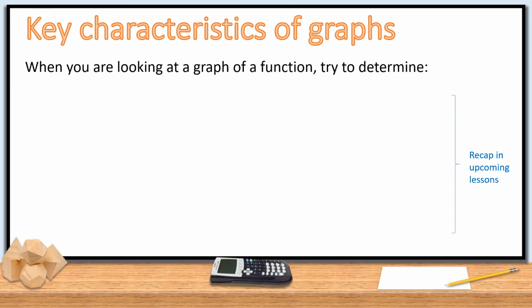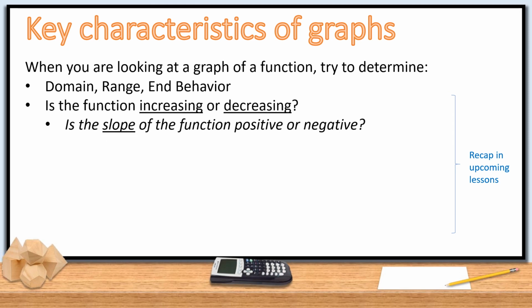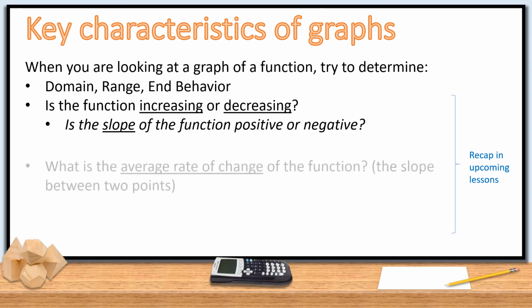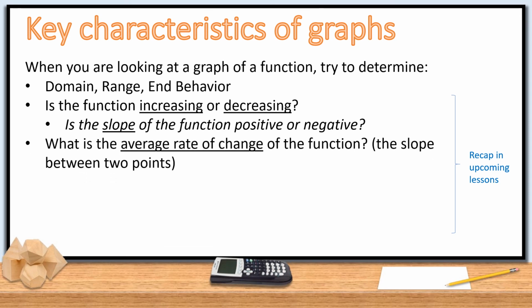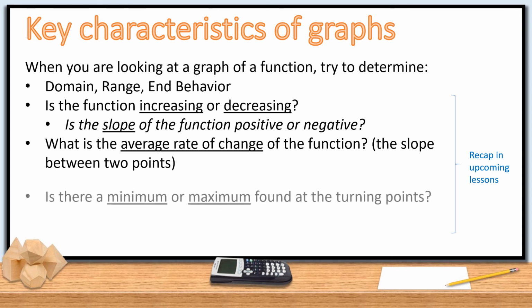All right, so just a couple things that you should know. Domain, range, and behavior, we looked at those today. Other things about functions: is it increasing or decreasing, and is the slope of the function positive or negative? We're going to look at that tomorrow, or the next class, I should say. Average rate of change, so between 2 points, what's the average rate of change? Also in our next lesson.